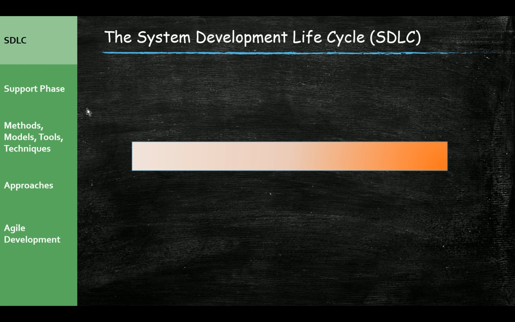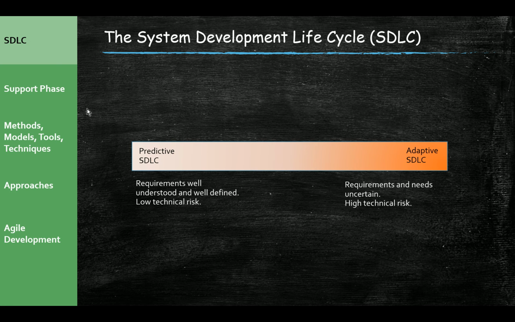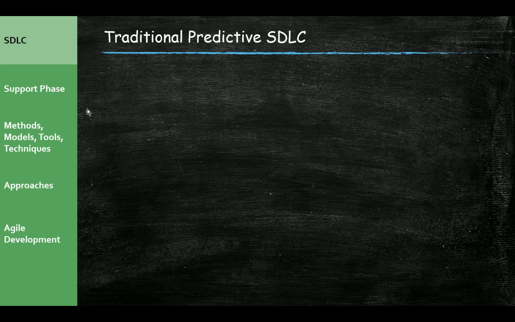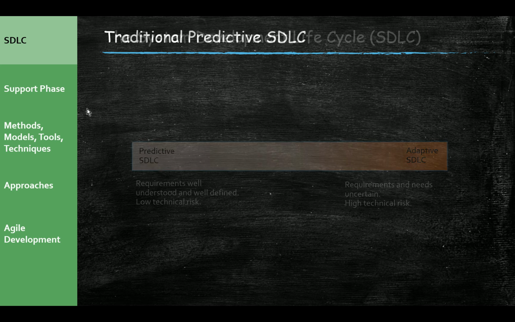In your textbook, they give you this nice chart, and they say on the left side, we've got predictive SDLC. On the right side, you've got adaptive. So predictive is where the requirements are well understood and well defined, and there's low technical risk, whereas adaptive, the requirements and needs are uncertain, and there's high technical risk. So again, that's from your textbook, and they show you that sort of transition from one to the other.